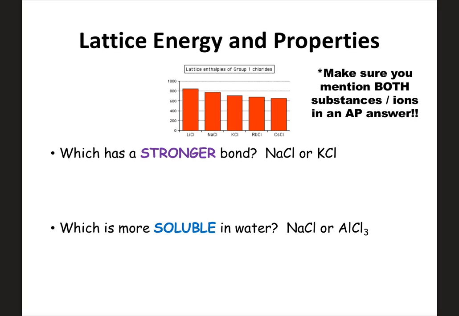So right now, I have two questions here. The first one wants to know which has a stronger bond, and it gives you two choices. The second one wants to know which is more soluble in water, and you have two choices. You have to take what you know about lattice energy, Coulomb's law, and properties, and bring this all together to answer these questions. I would pause the video right now, come up with and explain these answers, and then when you rejoin, you'll see the fully explained answers. So pause the video right now and try this.